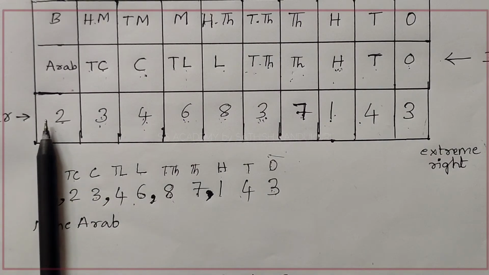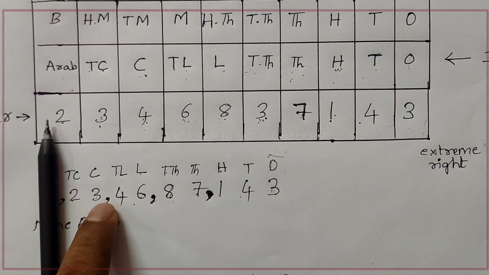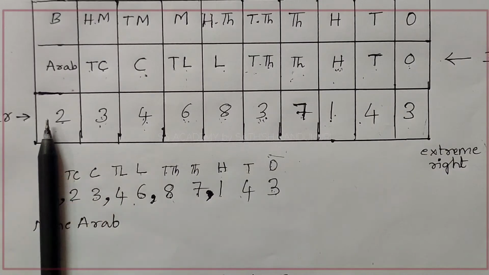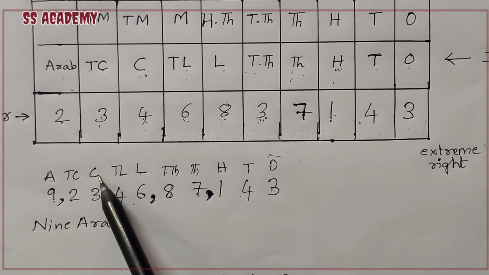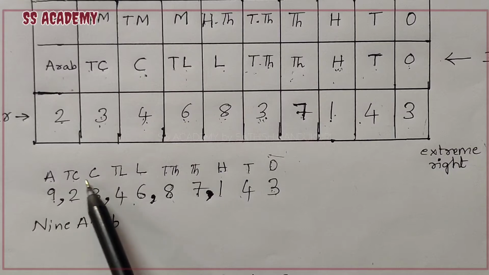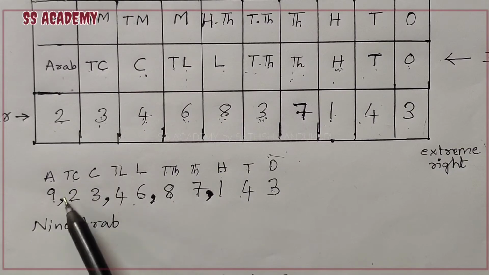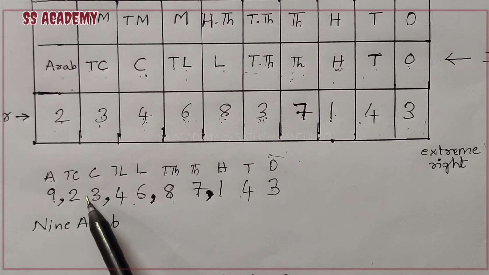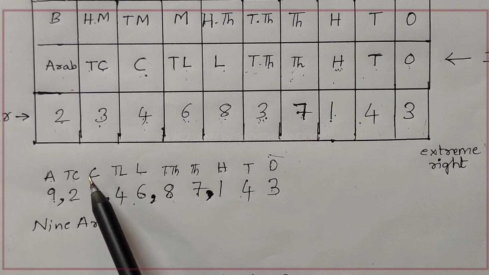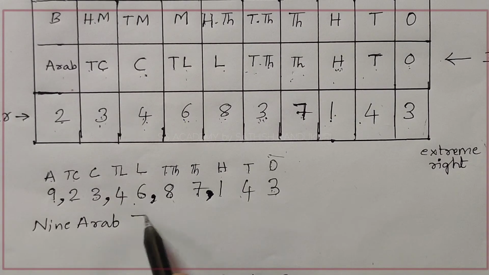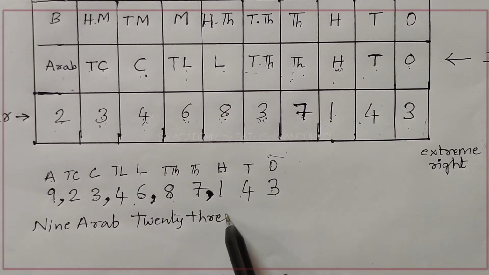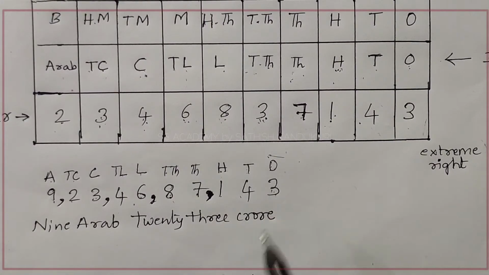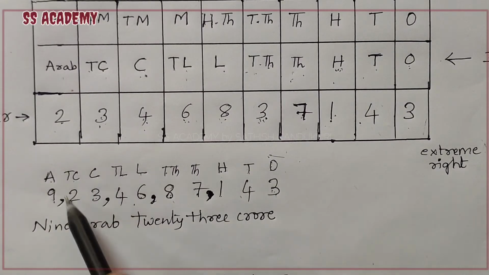After that, what do we have? We have 2 and 3. 2 is in 10 crores place, 3 is in crores place. That means this number 23 is in the crores category. That's the reason you need to write 23 crore. So the crores is finished.